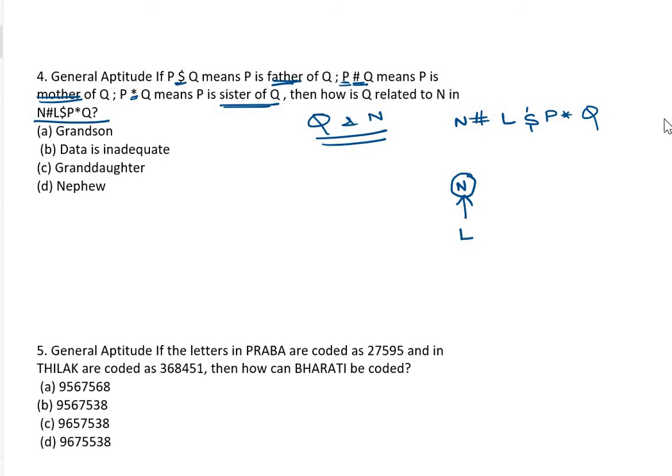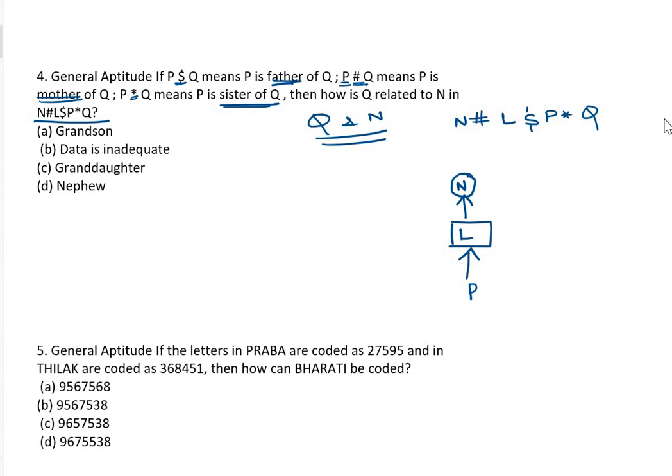N / L means P is the mother of Q. Okay, N is the mother of L. And then $ P. Where is it? It is father. P is the father of Q. Here L is the father of P. Father means we put a rectangle symbol. Father of P. Okay.